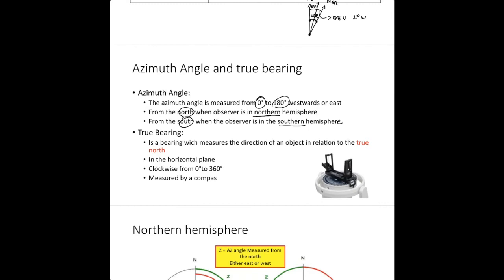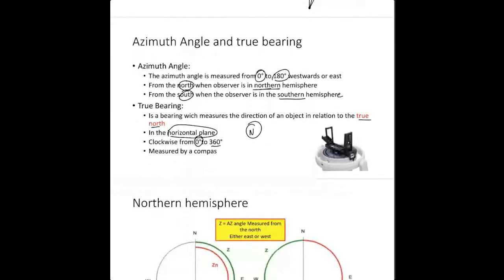Then the true bearing is the direction of an object in relation to the true north. Both azimuth angle and true bearing are measured on the horizontal plane. And the true bearing always starts from the north, measured in a clockwise direction from 0 to 360 degrees, and that you can measure by a compass.